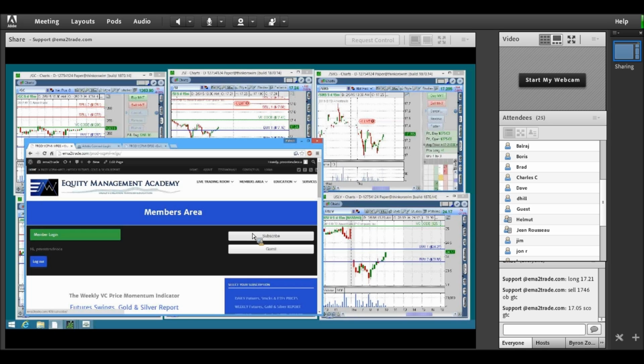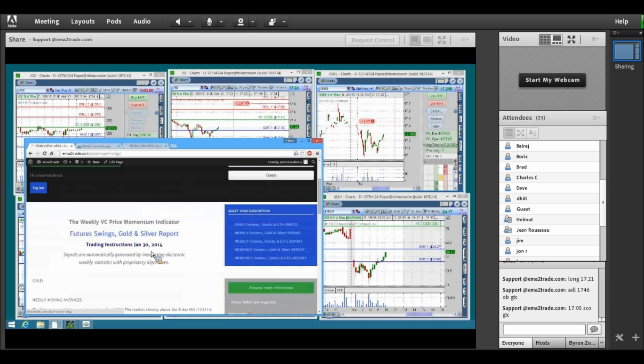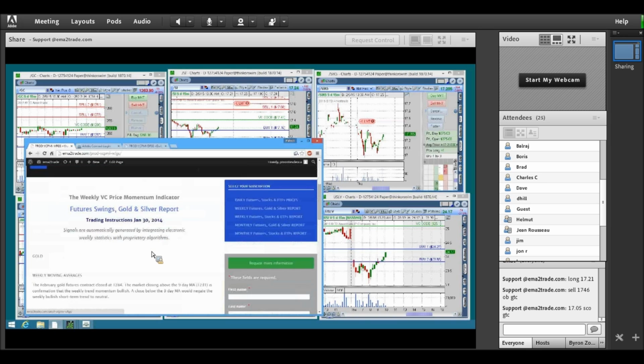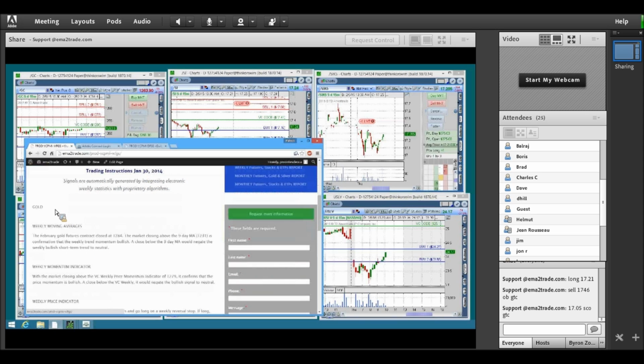We are going to take a look at the gold and silver report that was published on January the 30th. On this report, we take a look at the gold and silver markets, and we are featuring USLV. Let's take a look at the gold and silver markets report that was published on January the 30th and see what took place so far this week.